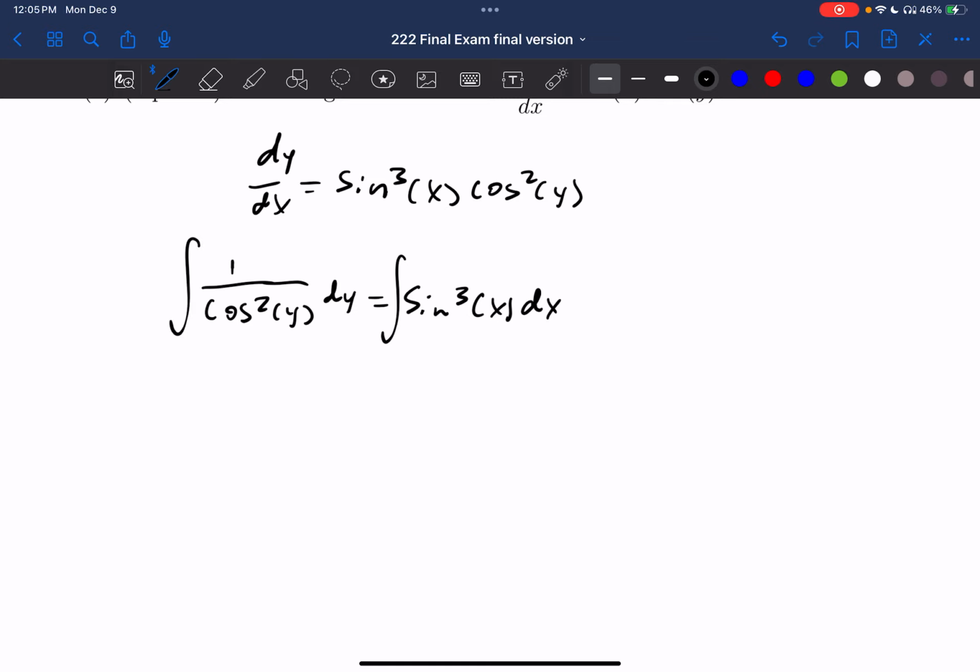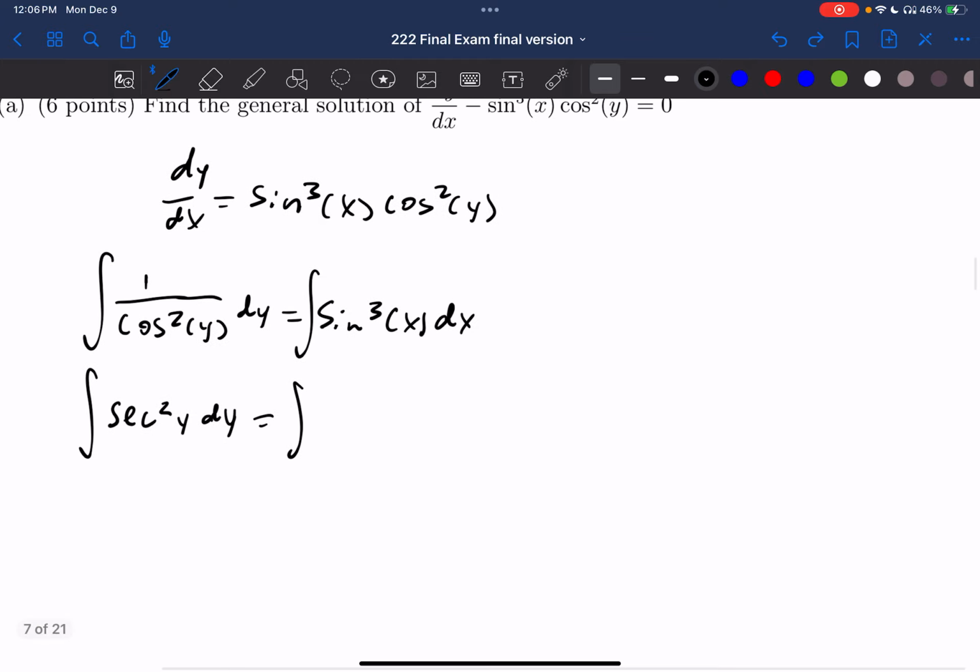Integrating both sides, we can see the left side will be equal to, 1 over cosine is secant, so this will be secant squared y dy will be equal to integral of sine to the third power. Okay, so recall we can rewrite this as sine squared x sine x dx. Recall sine squared plus cosine squared equals 1. So therefore, sine squared will be equal to 1 minus cosine squared x.